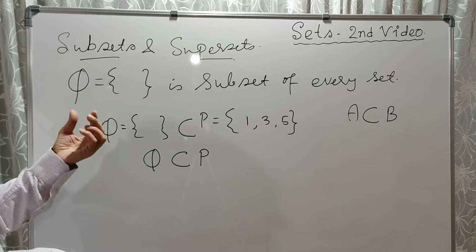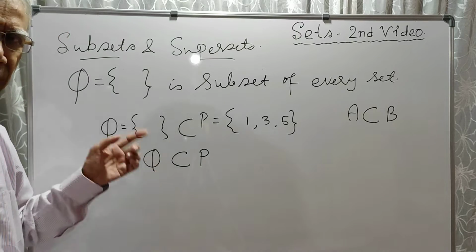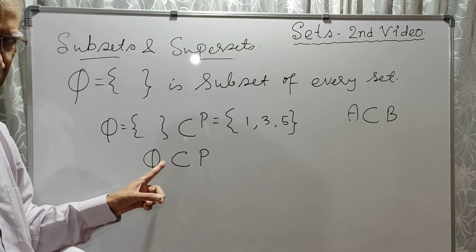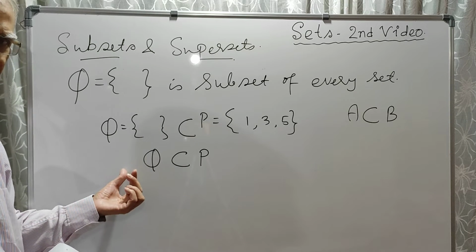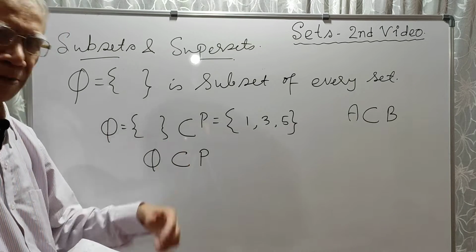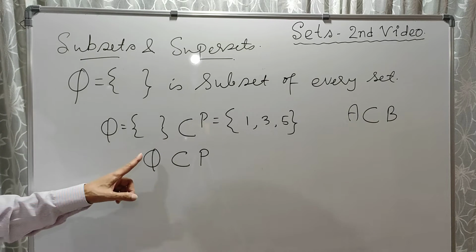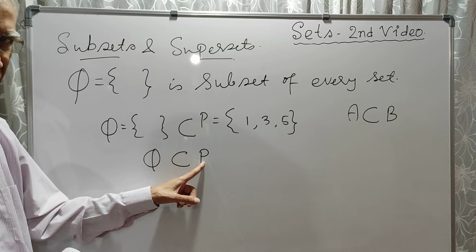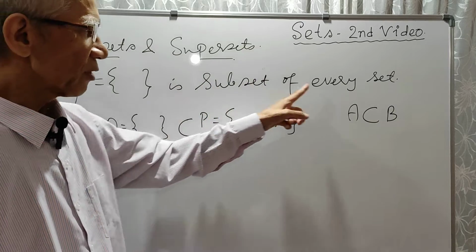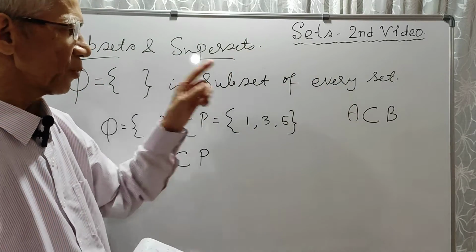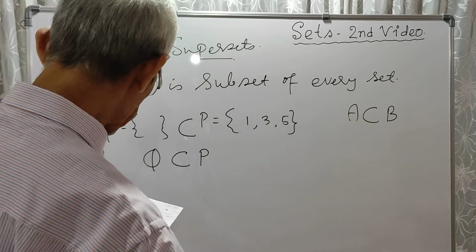So if you have to answer the question why the null set is a subset of P, your answer will be this: the null set does not contain any element which is not present in P. Obviously, the null set has no element. Therefore, that no element, how can it be present in P? So this is why the null set is considered a subset of every set. Therefore, conversely, every set is a superset of the null set.